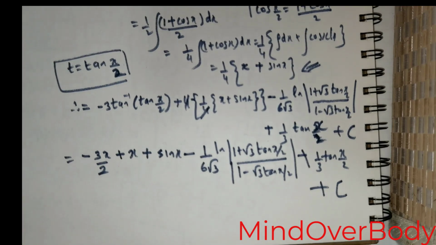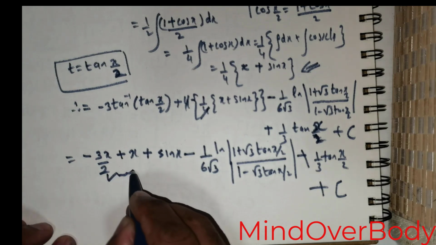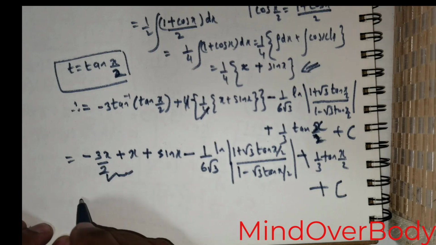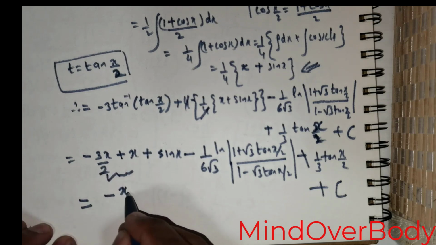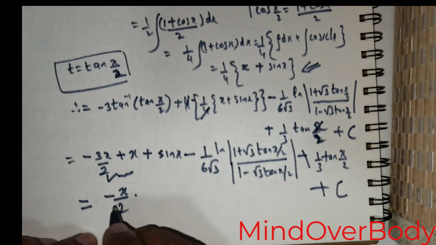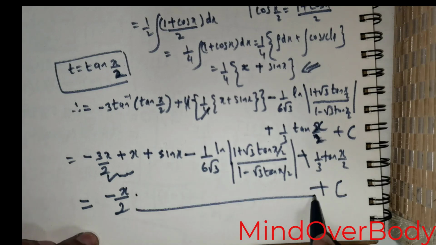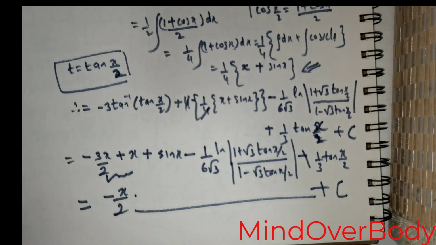So this is the final outcome, students. Of course we can simplify this. This can lead us to 2x minus x over 2, so this would be negative x over 2. So I think we can stop. This is the right place to stop our solution. Thank you, students.